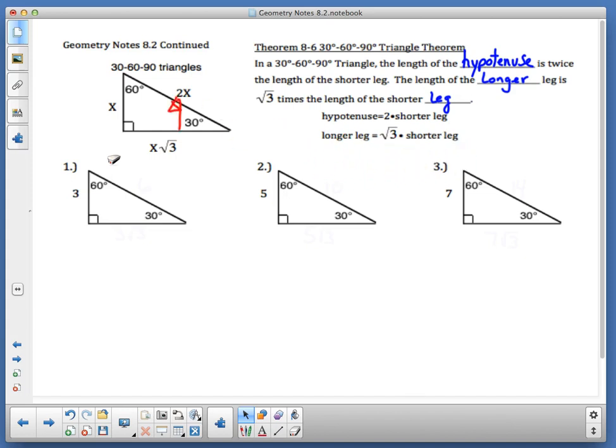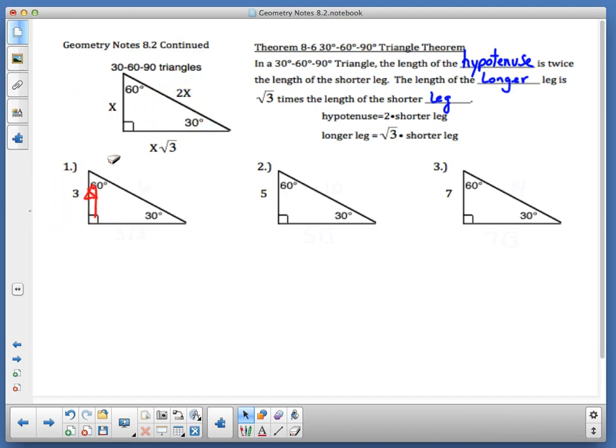So the short leg runs the show. This is the short leg. Short legs are opposite the smallest angle in the triangle, shortest leg. That makes sense. And then I take the short leg, multiply it by the square root of 3, and I get the longer leg, opposite the bigger angle. And the longest side, which is the hypotenuse, is 2 times that short leg. And that's my pattern. That's the pattern I'm going to use here.